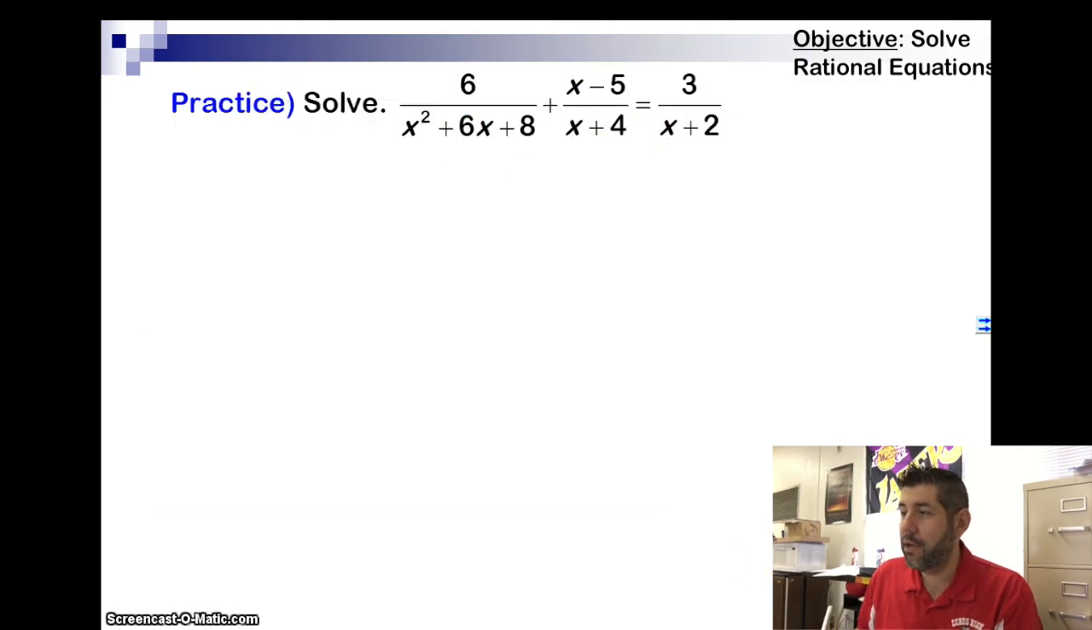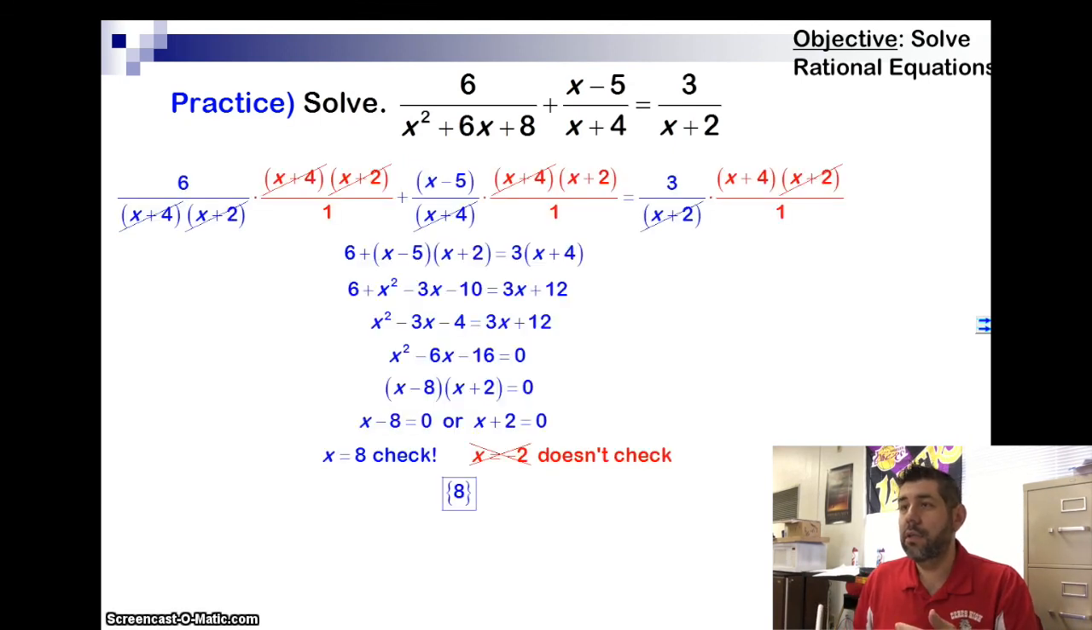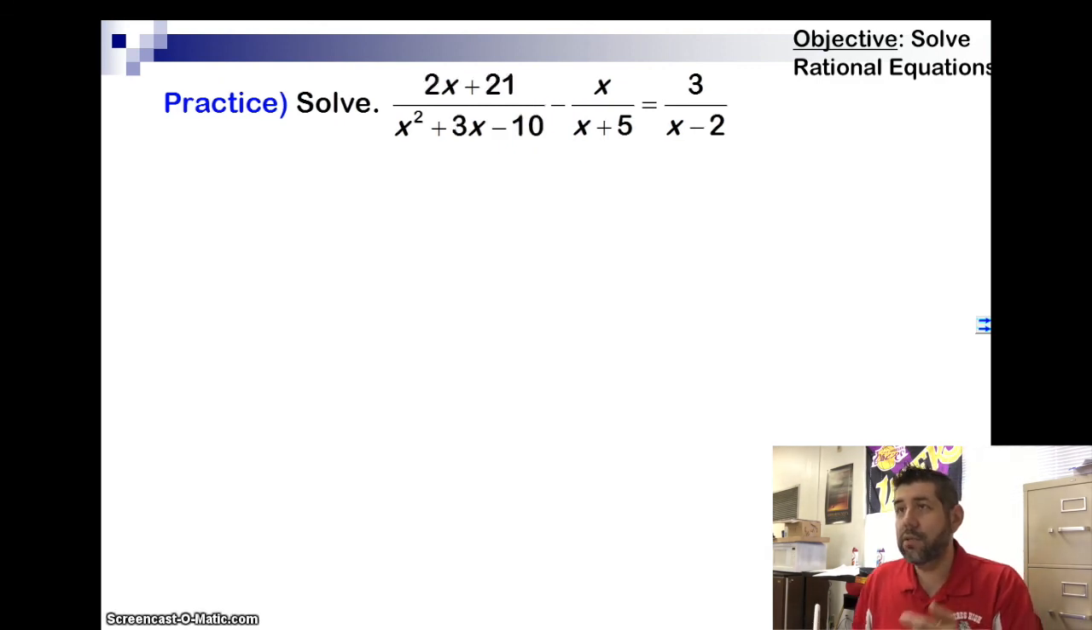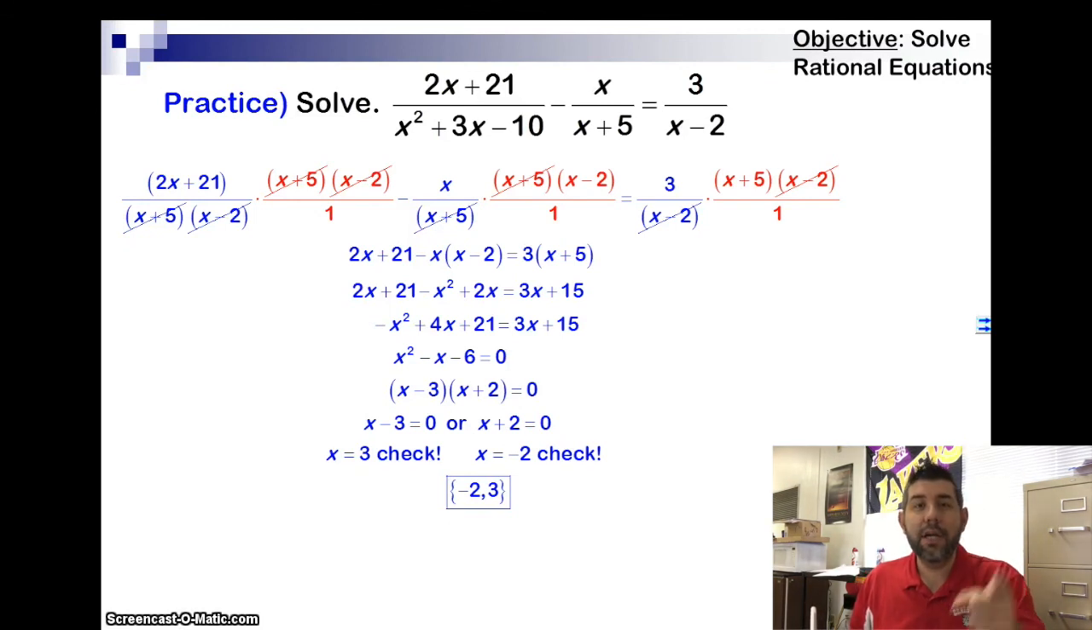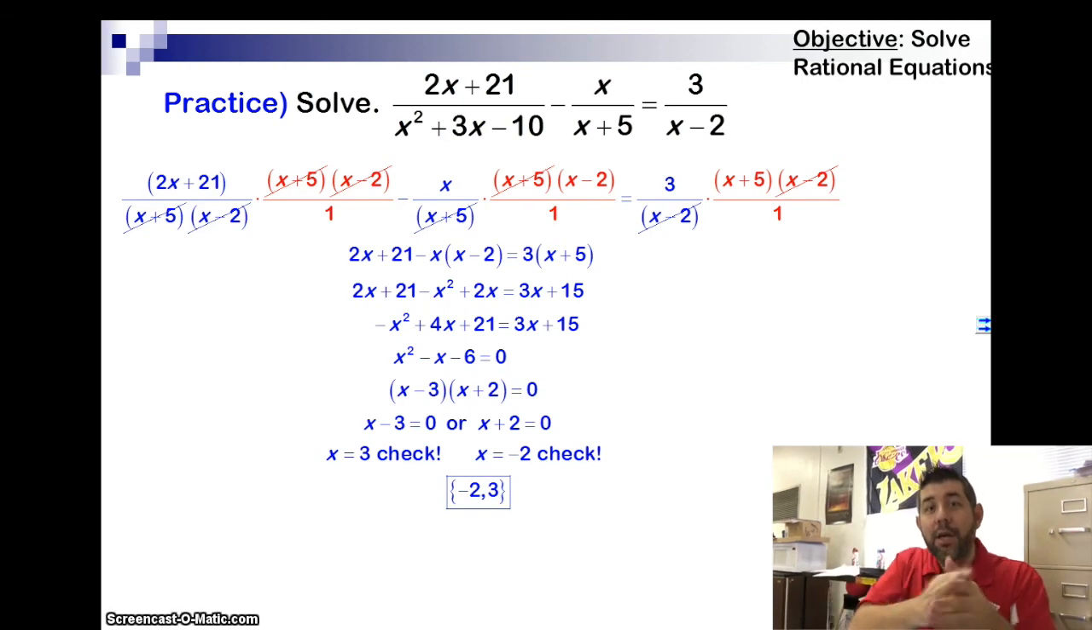All right, here are 2 more practice problems for you, and then that's it, guys. So here's one. Pause. Here's the answer. All right, so similar. This time I had another extraneous solution, x equals -2. All right, here's another practice problem for you. Did you get it right? I hope so. Okay, guys, that's it for me. Solving rational equations. Bam!